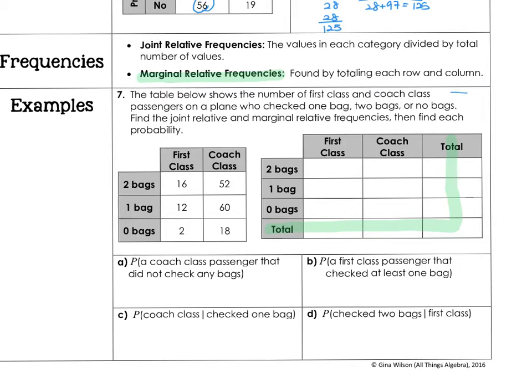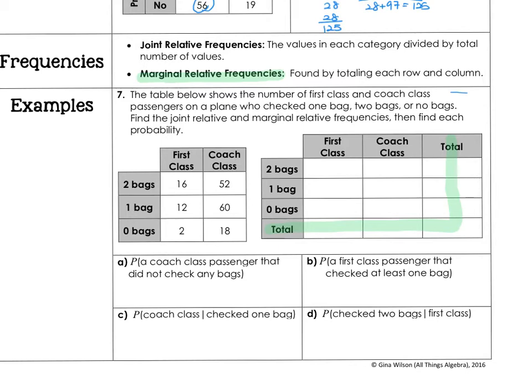So let's look at this problem. The table below shows the number of first class and coach class passengers on a plane who checked one bag, two bags, or no bags. Find the joint relative and marginal relative frequencies, and then find each probability.